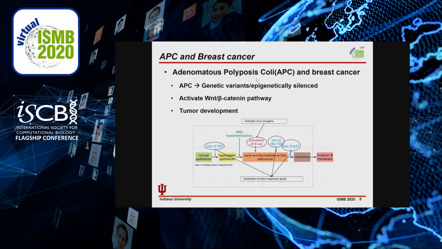When we're talking about breast cancer, one of the genes that is highly mutated is APC, which was first identified in colon cancer. When APC is mutated or epigenetically silenced, it activates the Wnt beta-catenin pathway, and as a result you have development of tumor. This is an example from colon cancer, where you have loss of APC, then activation of other oncogenes or inactivation of tumor suppressor genes, which gives rise to carcinoma, and then you have invasion and metastasis.